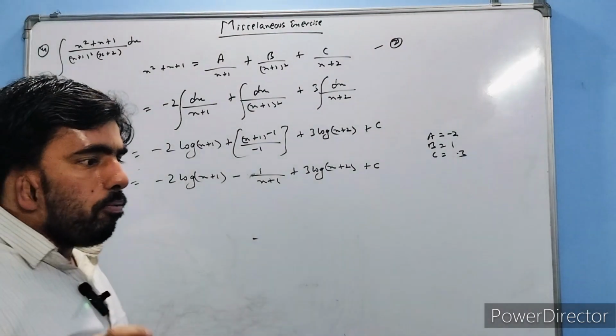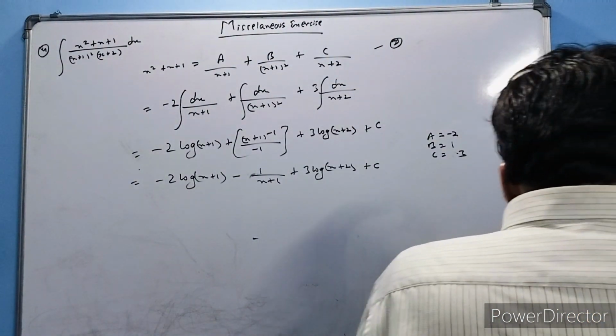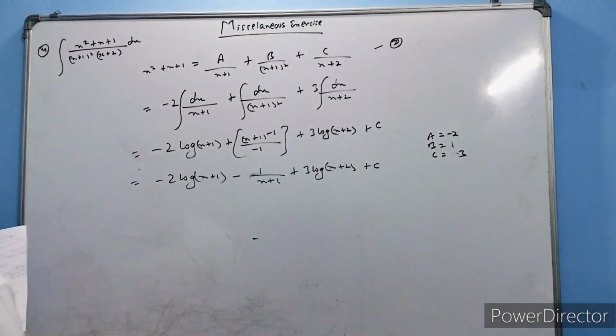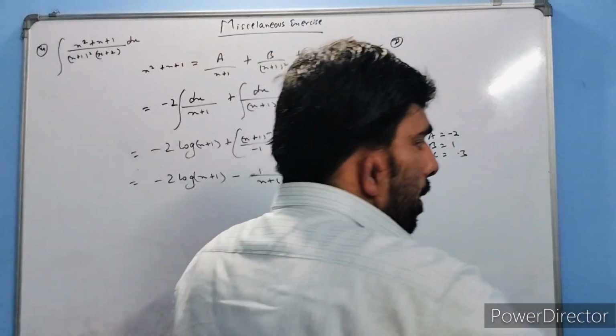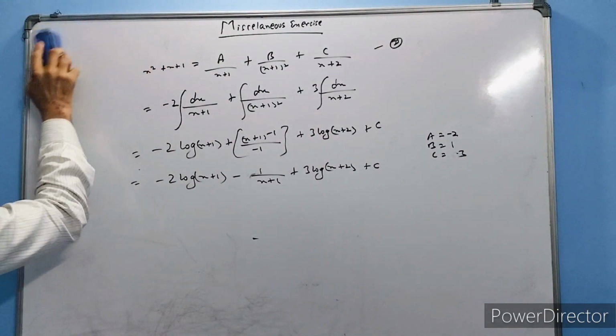Today we have solved 4 numericals. Let us move on to the fifth one. I hope it's clear to everyone. So now we'll move on to the fifth numerical.